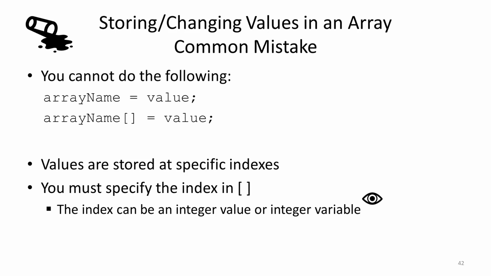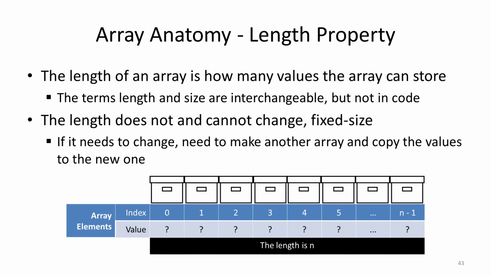So we know how to access the values in the array, and we know how to change them. Another part of the array is this length property. The length of an array is how many values the array can store. Now, in the beginning of the lecture, I used the term size. The terms length and size are interchangeable, but not in code. When you're dealing with an array, in code, it is length. Now, this length does not and cannot change. It is fixed size. If it does need to change, you need to make another array and copy the values to that new one.